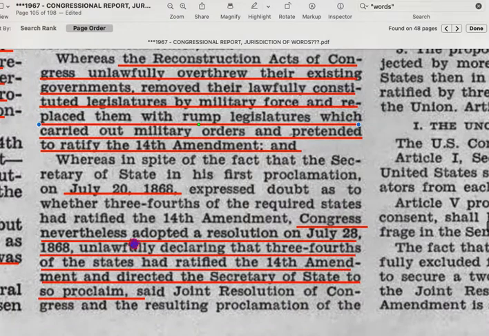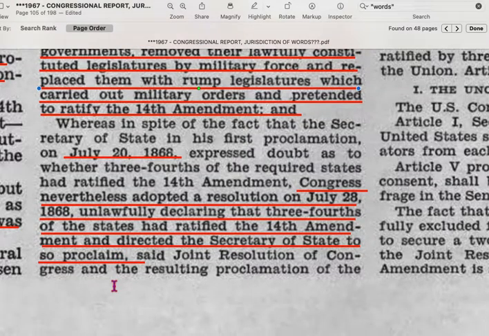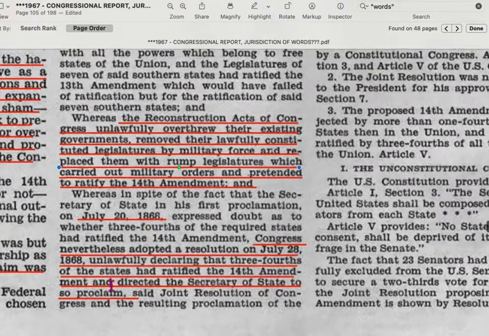And then Congress adopted a resolution on July 28, 1868, unlawfully declaring that 3/4 of the states had ratified the 14th Amendment and directed the Secretary of State to so proclaim. So this opens up a big can of worms for a couple of things. And one is that everything that happened after the Civil War and during the Civil War basically is unconstitutional and void and has no power or authority.